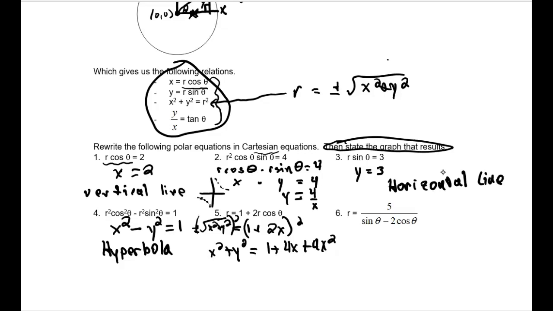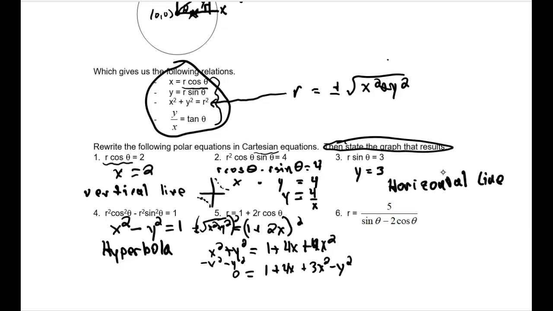And then we have to identify what that graph is. So what I'm going to do is move these over. I'm going to subtract x squared, subtract y squared. So we have 0 equals 1 plus 4x plus 3x squared minus y squared.